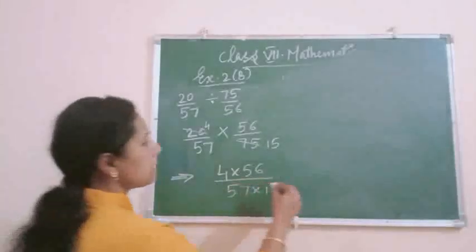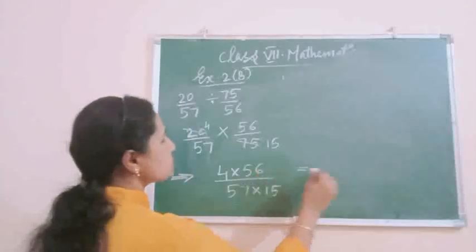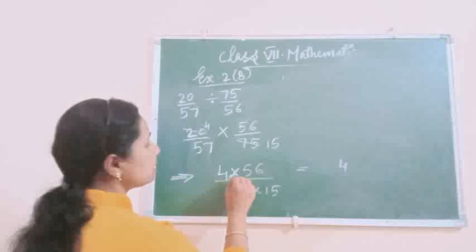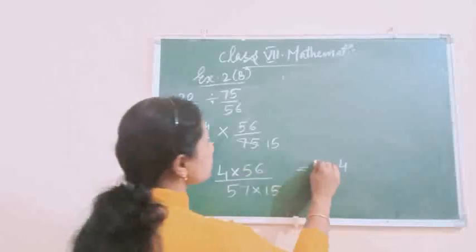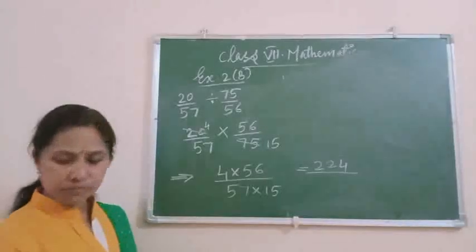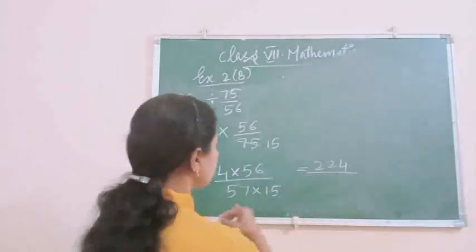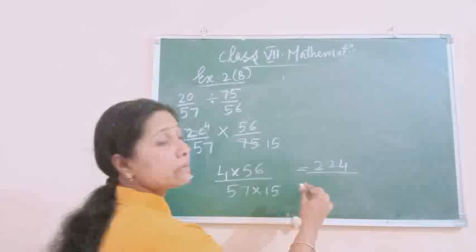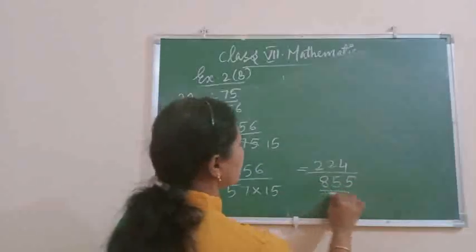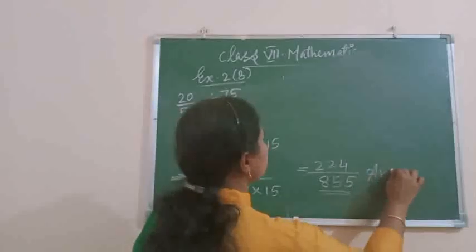So after multiplying this one, 6 fours are 24, 2 remainder, and 5 fours are 20 plus 2, 224 is the numerator. And 57 into 15: after multiplying 57 by 15, your answer is 855, and this is the answer of this question.